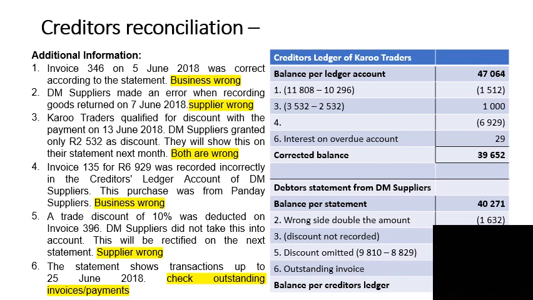Transaction 3. Carol Traders qualified for discount with the payment on 13 June 2018. DM Suppliers granted only 2,532 as discount. They will show this on their statement next month. What happened on this transaction? If you go and check the statement on the 13th, in the ledger we have given ourselves discount of 3,532, and the supplier did not record the discount.